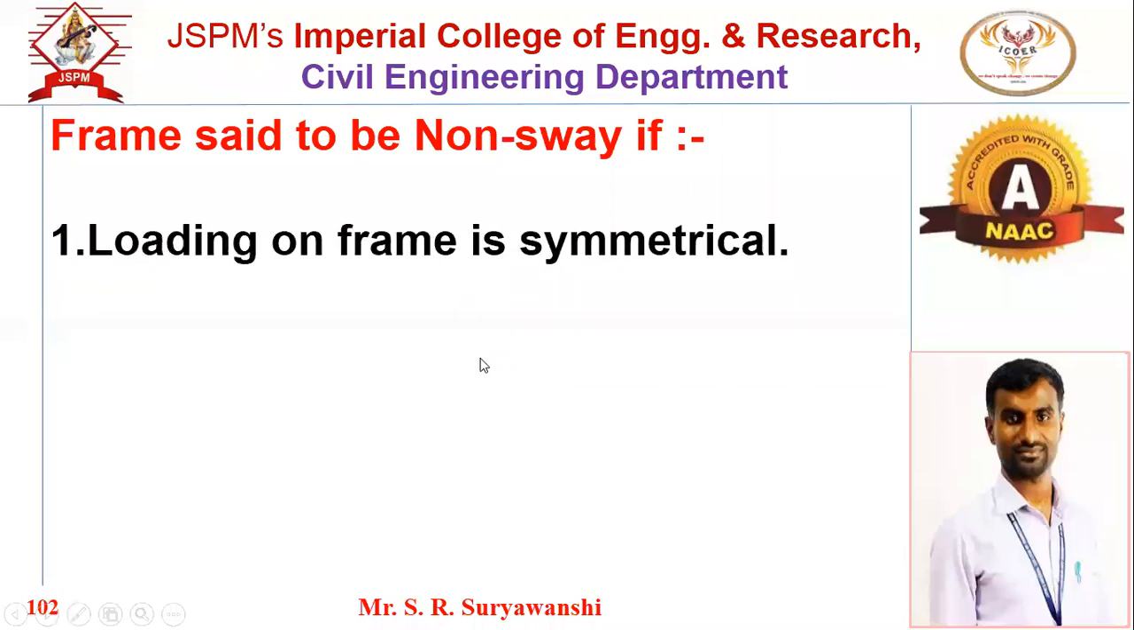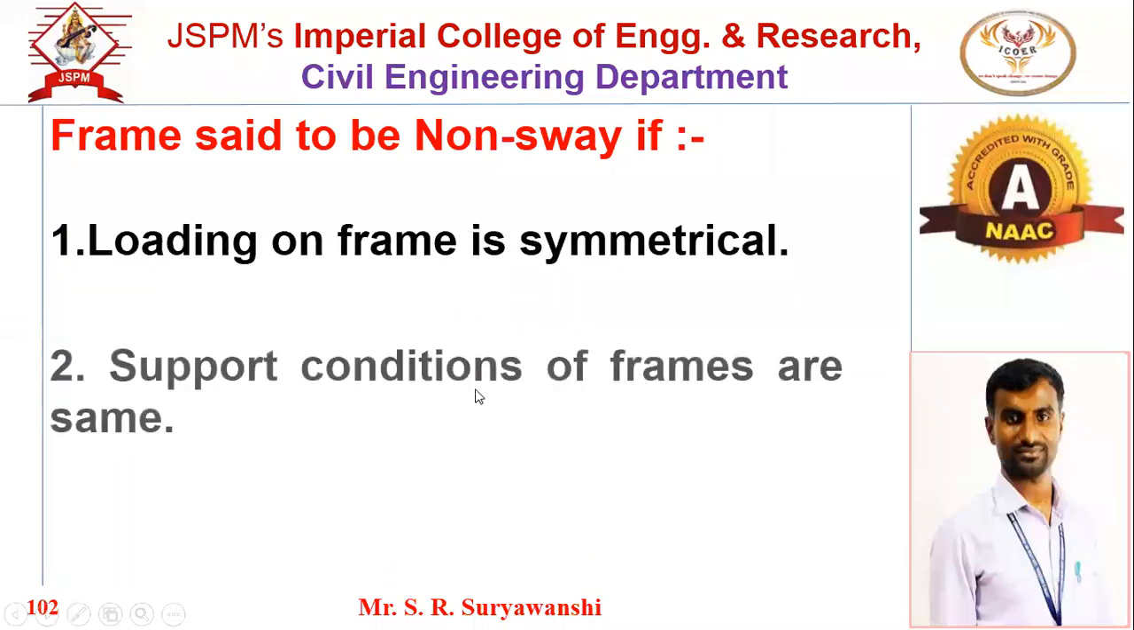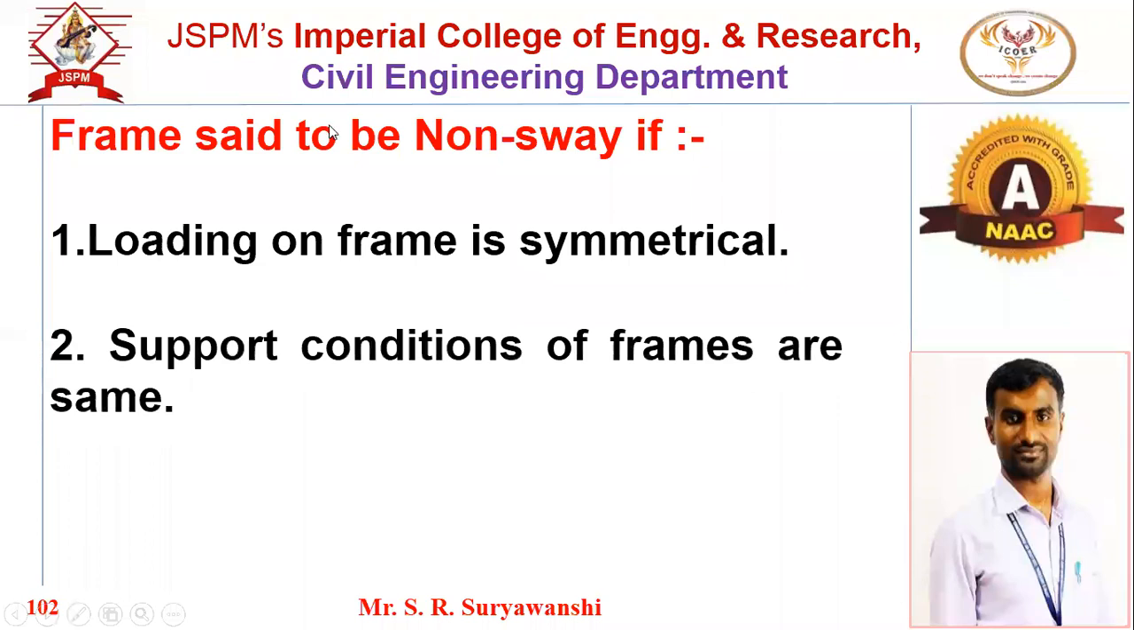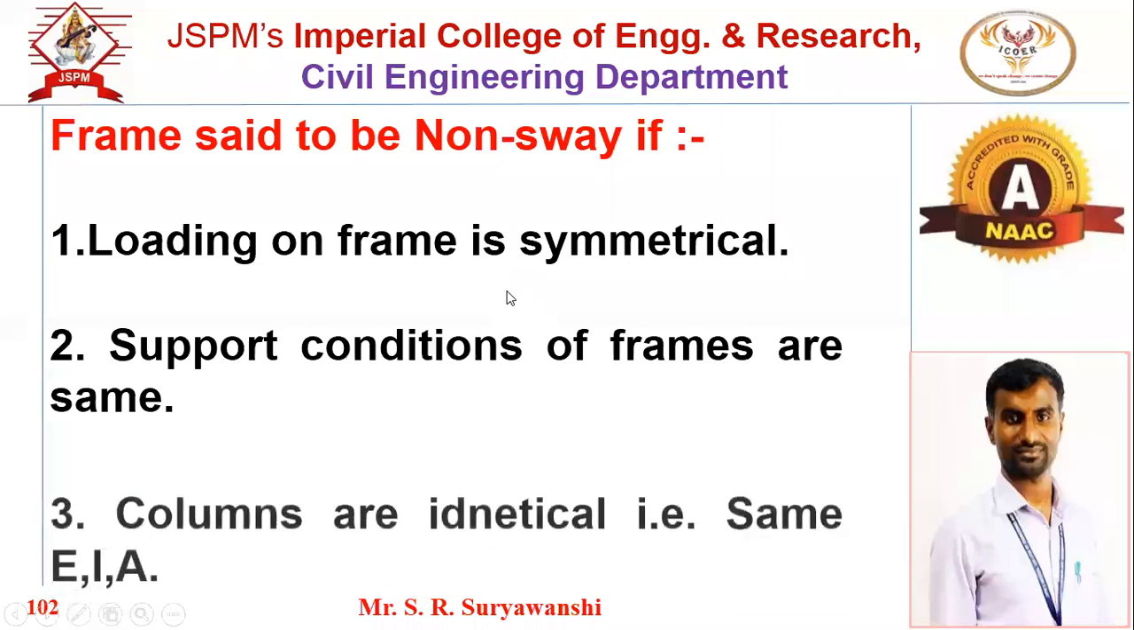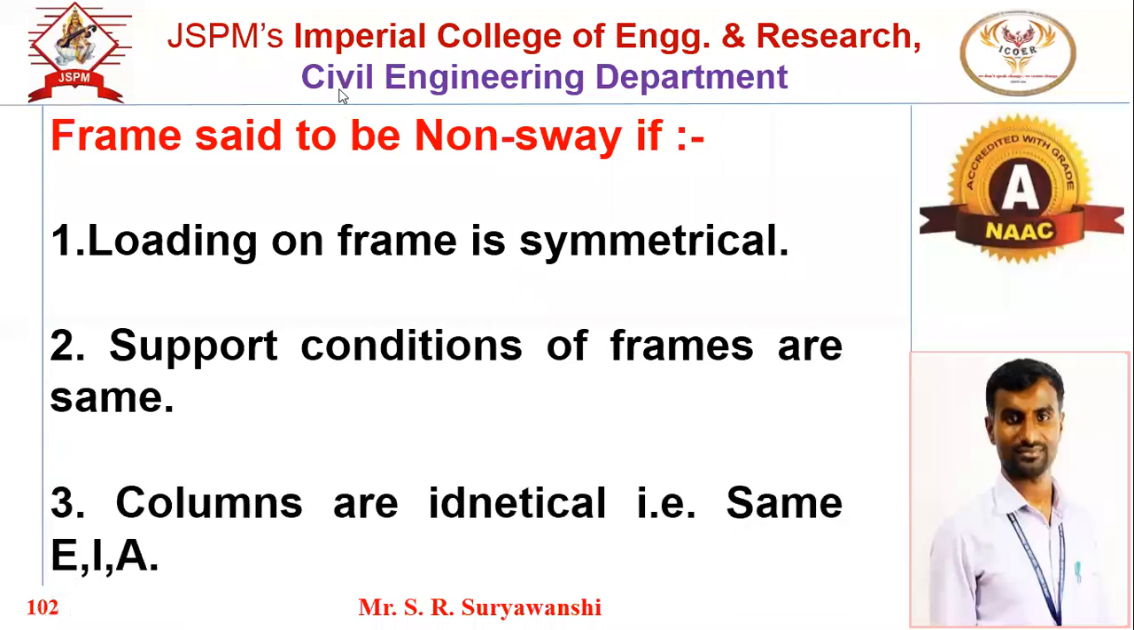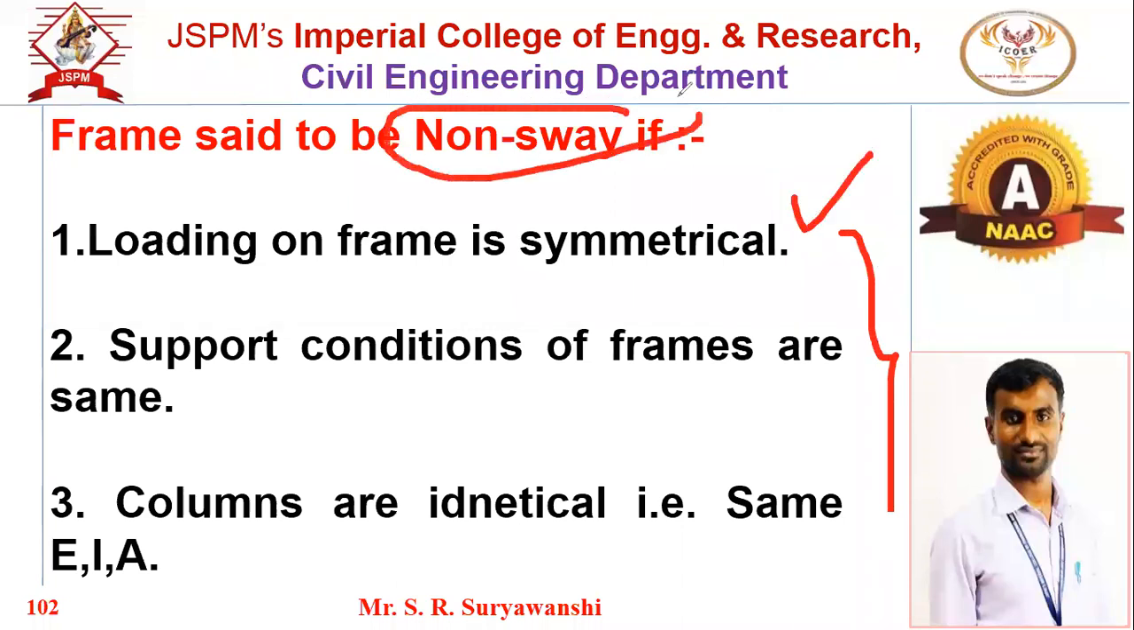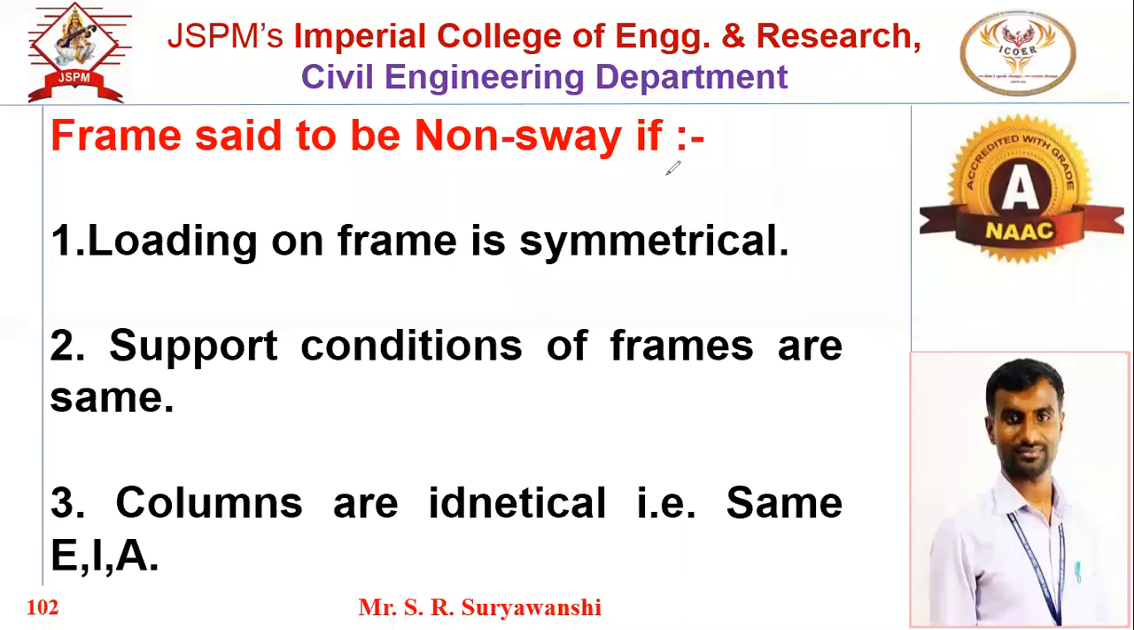That is, the loading on the frame is symmetrical; the support conditions of the columns are the same, hinge or fixed; and the last one, the columns are identical, meaning they have the same cross-sectional area and the same modulus of elasticity. If any frame satisfies these three conditions, the frame is said to be non-sway. So it doesn't have any horizontal displacement.